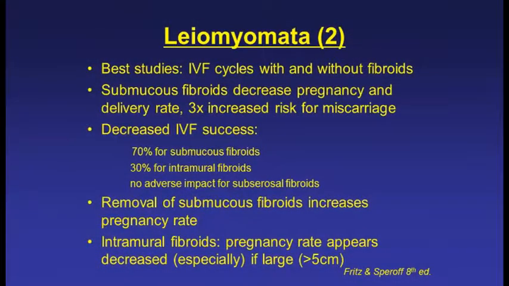So like I was saying, the best studies on fertility and fibroids are IVF cycles with and without fibroids. And like I said, submucosal fibroids decrease pregnancy and delivery rate, and there's a 3 times increased risk of miscarriage. So that's where you're going to see us saying, you know, those need to come out. You have decreased IVF success, 70% for submucosal fibroids, and 30% for intramural fibroids, again, if they're very large, okay? But if they're subserosal, just under the capsule, it doesn't change fertility at all.